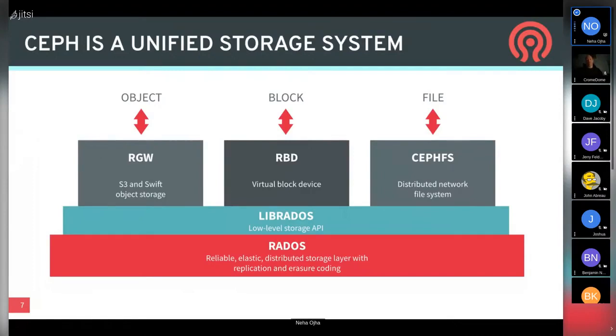What lies in between is the LibRADOS API layer. And what actually serves all of these applications is RADOS, which you can see sitting on the bottom. RADOS is the layer which interacts with the hardware. All the applications running on top are talking to RADOS to serve any kind of IO. RADOS is this reliable, elastic, distributed storage layer, which provides replication and erasure coding.